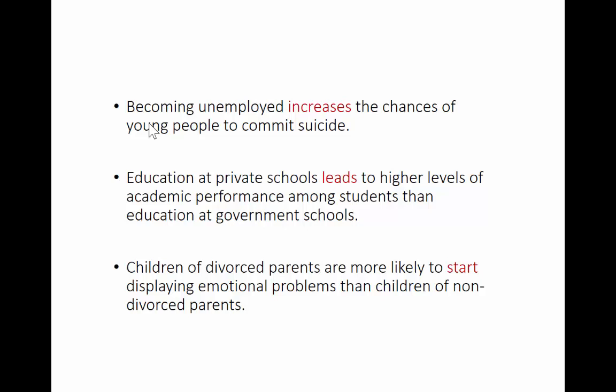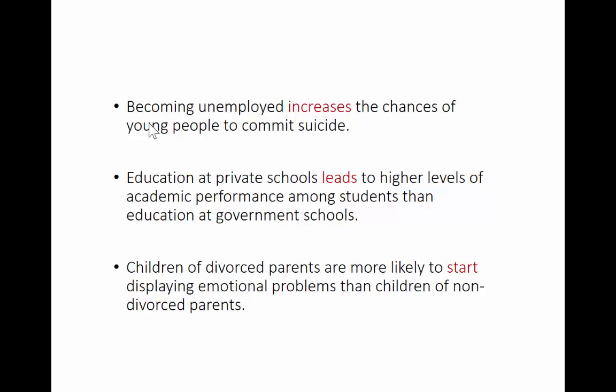Or in the second case, education at private schools leads to higher levels of academic performance among students than education at government schools. Again, I make it clear that the one thing is before and it leads to something else. So I'm establishing a causal relationship here. Or children of divorced parents are more likely to start displaying emotional problems than children of non-divorced parents. Again, I'm making clear what is the cause and what is the effect.